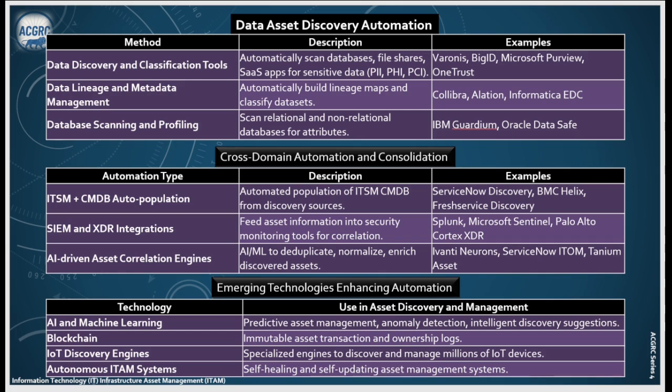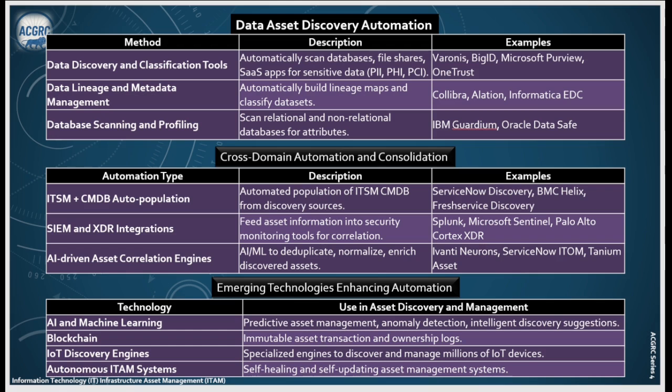The second part, it automatically builds the lineage map and classifies data shape. Examples are Collibra, Alation, Informatica EDC. In the third case, it scans relational and non-relational databases for their attributes. Classic cases are IBM Guardium, Oracle Data Safe. These are tools which are in use and highly popular. You might have new ones coming up. You can check what's available currently in the market.